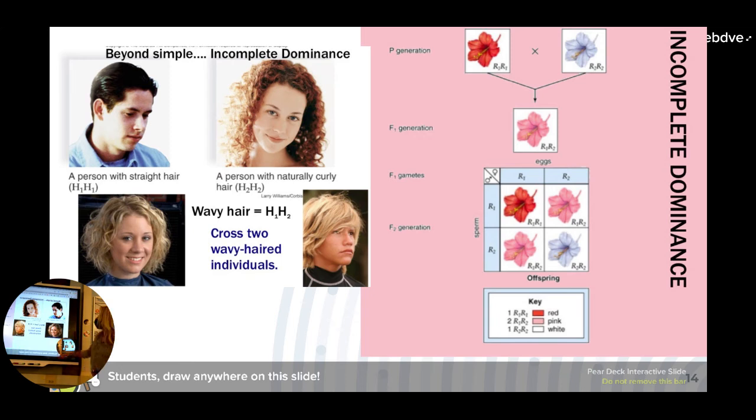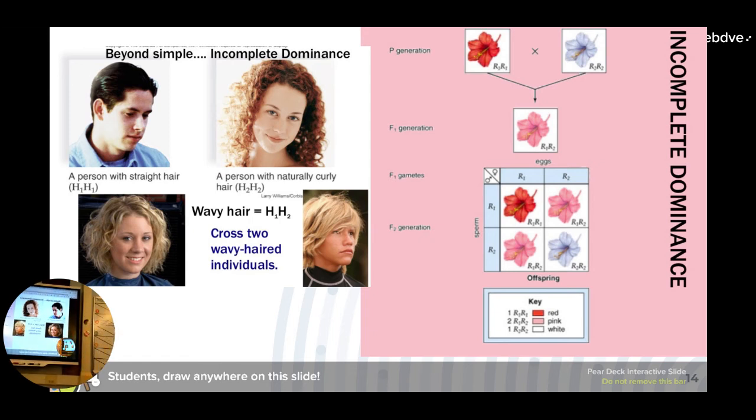Baby flowers. When you see here, straight hair and curly hair: straight hair is H1H1, curly hair is H2H2. When you have your zygote H1H2, you have just what kind of hair? Wavy, neither straight nor curly.